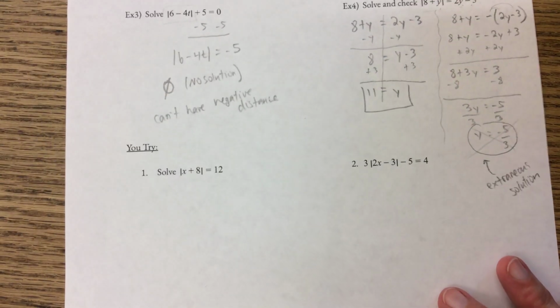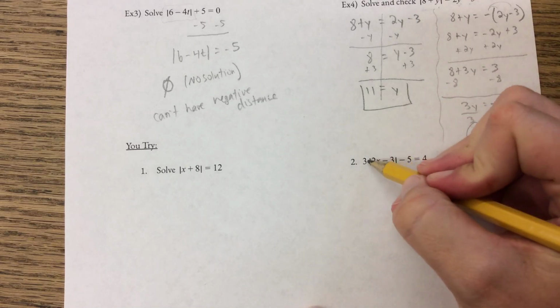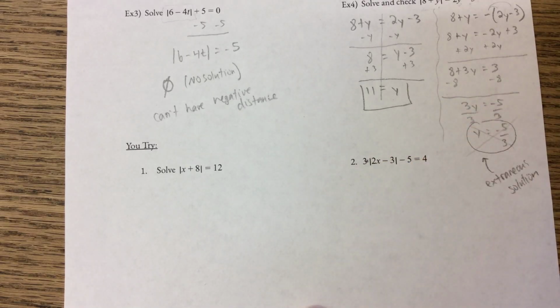Okay, so you have the last 2 to try on your own. This 3 on here is being multiplied onto the front there, so just be careful with that because it kind of looks like it's just hanging out there. Make sure that you isolate this absolute value stuff first before you do anything else.